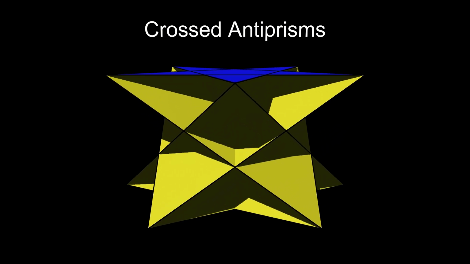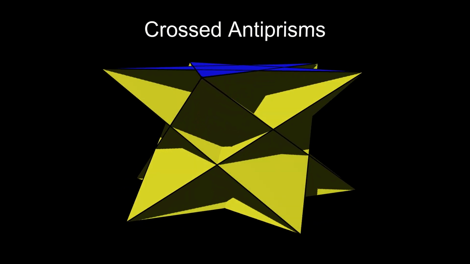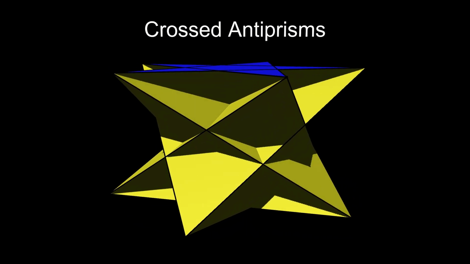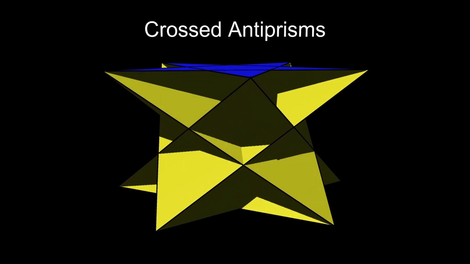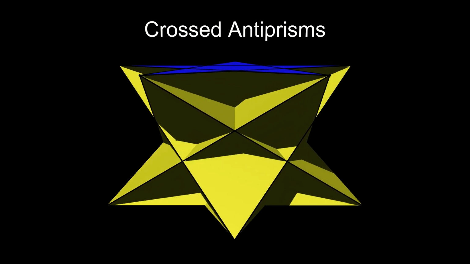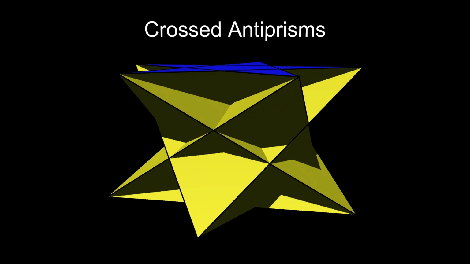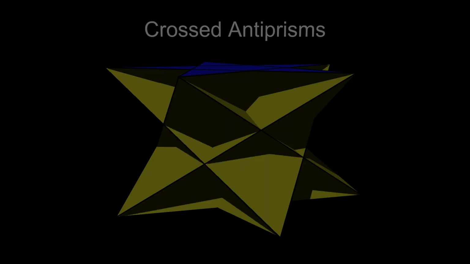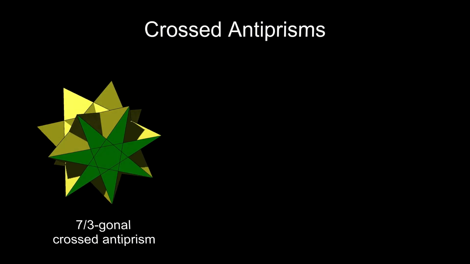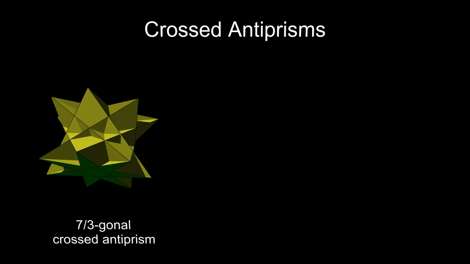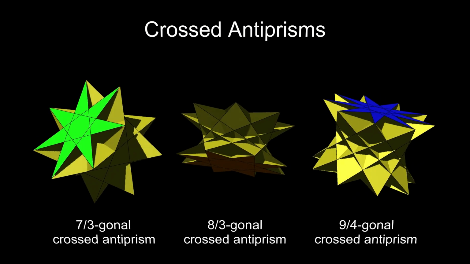Crossed antiprisms are flatter and more complicated than their standard counterparts. They don't exist for all possible end faces. You can't make a 7/2 gonal antiprism because the triangles won't lean inwards far enough. They can only exist if the density is more than 1/3 of the number of sides, so a 7/3 gonal crossed antiprism does exist. The next is the 8/3 gonal antiprism, then 9/4 gonal, and so on without limit.